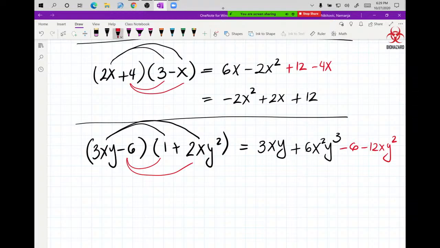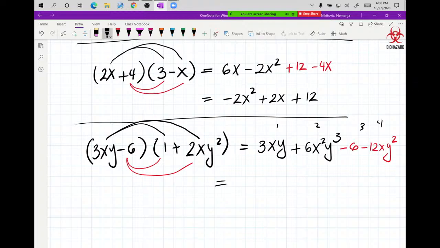Now, are there any like terms? No, no like terms. So we just need to put this in a descending order, and we are done. So if I am to label this 1, 2, 3, and 4, which one has the highest order? Which one has the most variables? 6x squared y to the third. Correct. How many variables does it have?